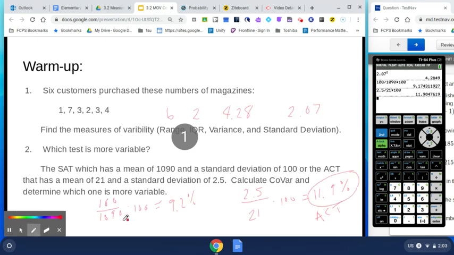Okay, for these examples, we have found the range is 6, the IQR is 2, the standard deviation was 2.07, and I squared that to find the variance of 4.28. So I did enter these values into the graphing calculator. For COVAR, the standard deviation divided by the mean times 100 for each data set gave me 9.2% for the SAT and 11.9% for the ACT. Since the 11.9 is larger, the ACT is more variable.